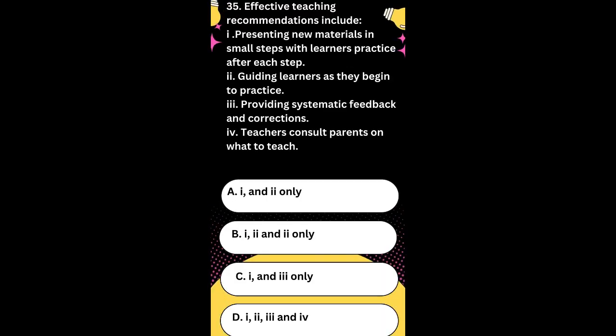35. Effective teaching recommendations include: 1. Presenting new materials in small steps with learners practicing after each step. 2. Guiding learners as they begin to practice. 3. Providing systematic feedback and corrections. 4. Teachers consult parents on what to teach. A. 1 and 2 only. B. 1, 2, and 3 only. C. 1 and 3 only. D. 1, 2, 3, and 4.